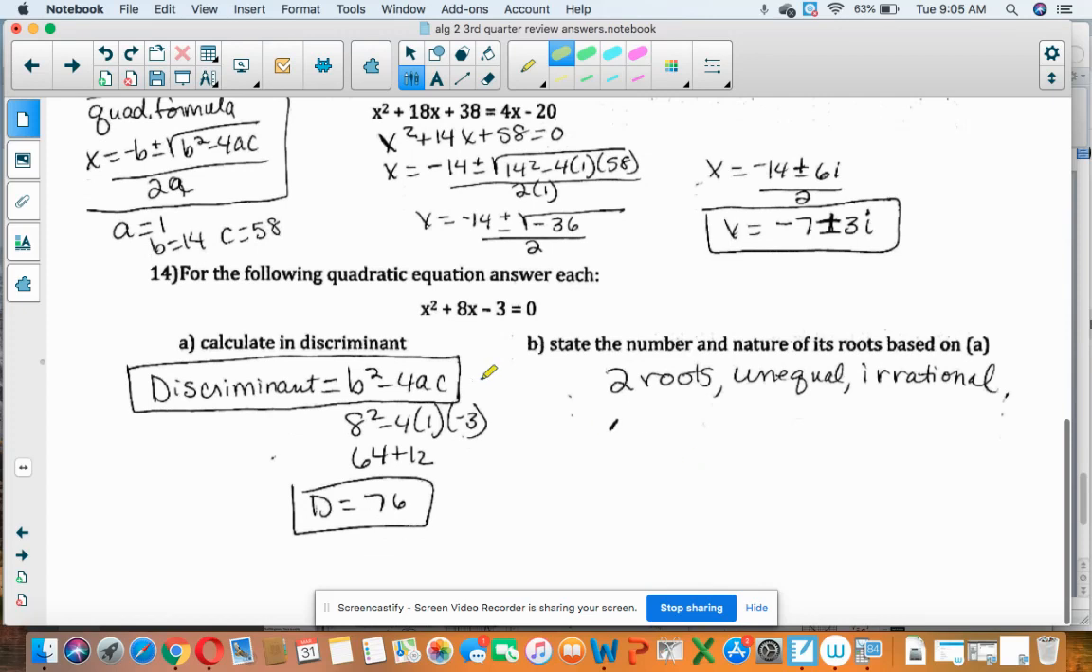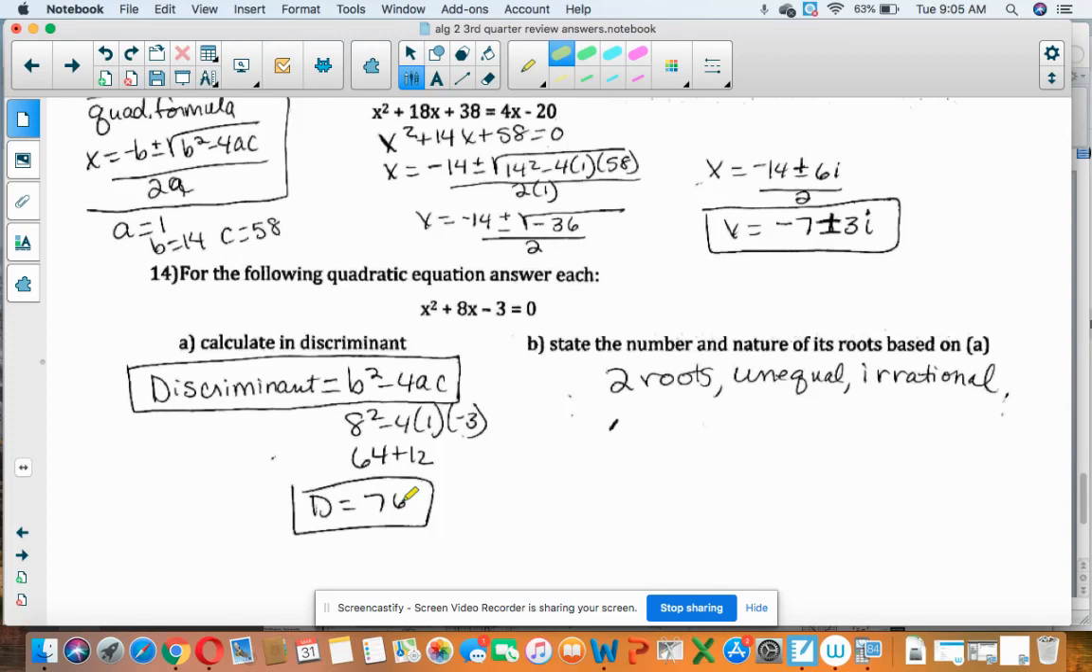14, I'm just going to find the discriminant. The discriminant is b squared minus 4ac. So 8 squared minus 4 times 1 times negative 3. 8 squared is 64. Negative 4 times 1 is negative 4, times negative 3 is positive 12. So my discriminant is 76.